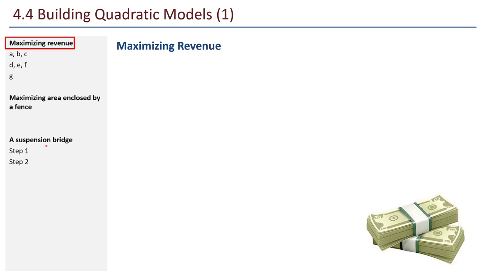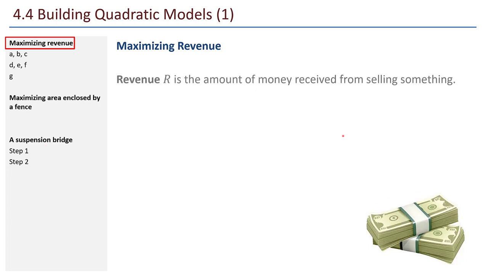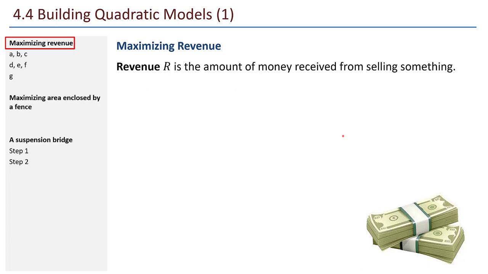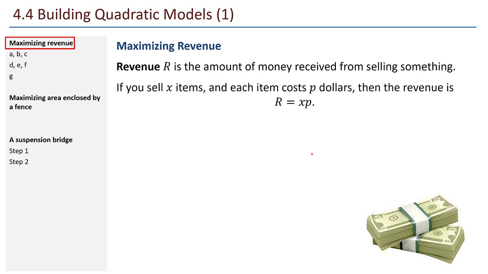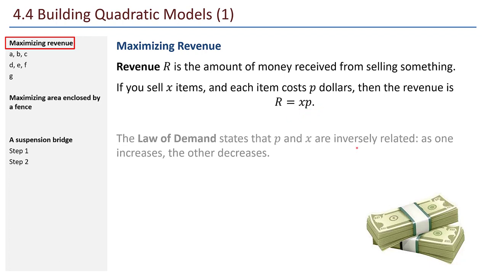All right, maximizing revenue. So revenue, R, is the amount of money received from selling something. Revenue is how much you get. Now, if you sell X items, and each item costs P dollars, then the revenue is simply X times P, the number of items that you sell times the price per item. So that's revenue, R equals XP.